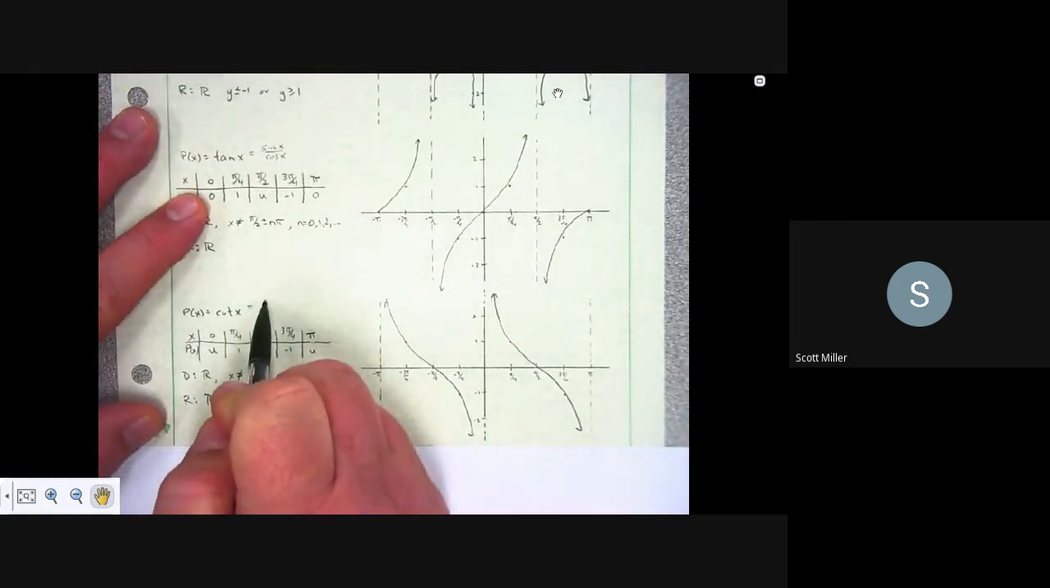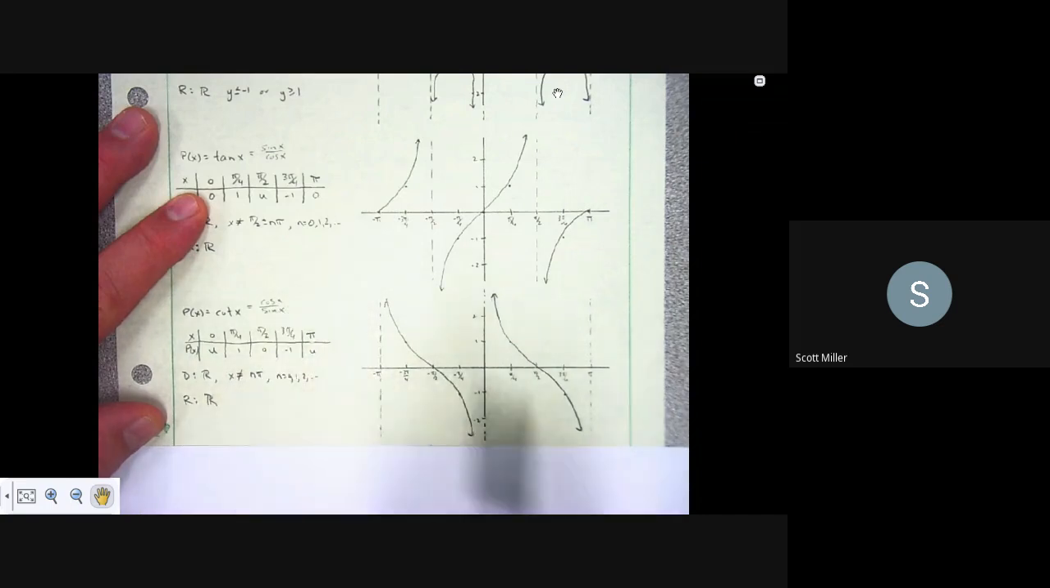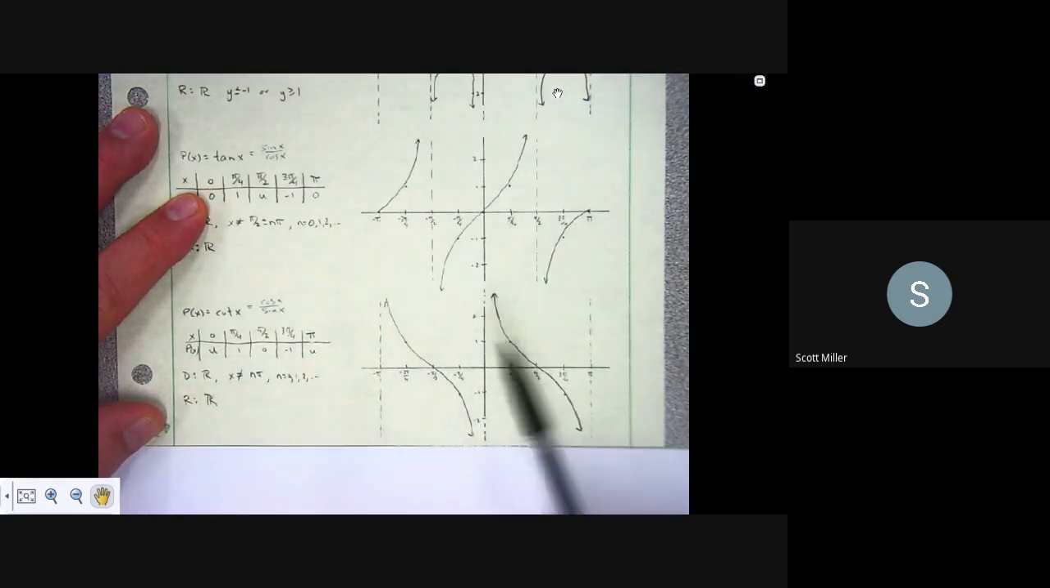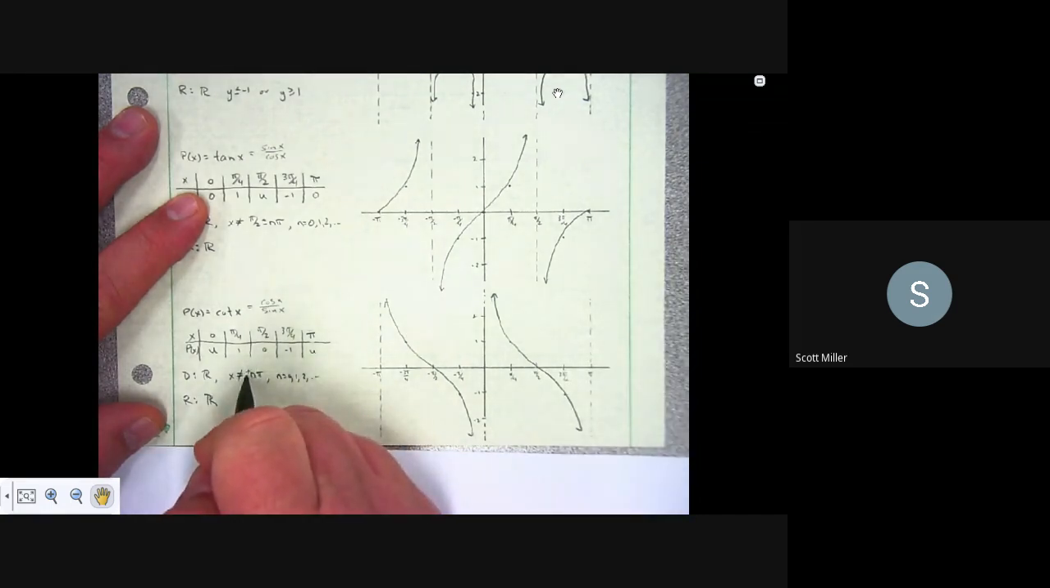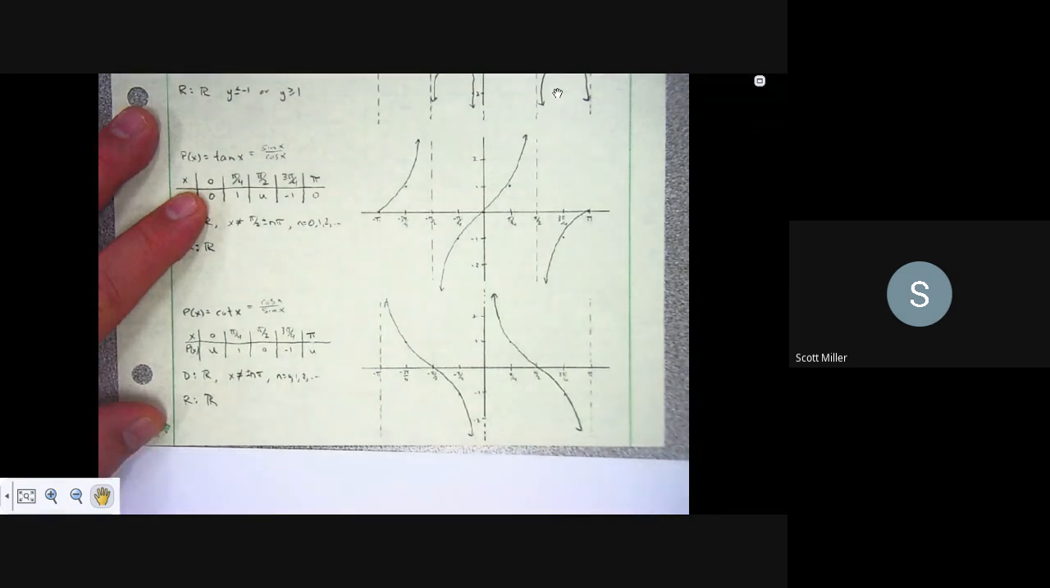And because this is the cosine divided by the sine, its vertical asymptotes are going to be the same as the cosecant. One is at 0, the next one is at pi, and 2 pi, and 3 pi, and so forth. Okay? And again, I forgot the plus or minus there. So those are your 4 trig functions.